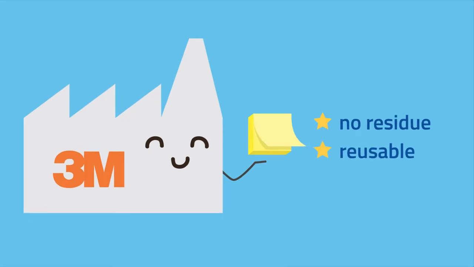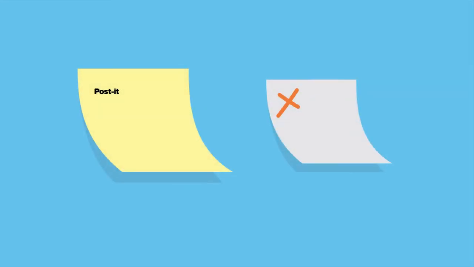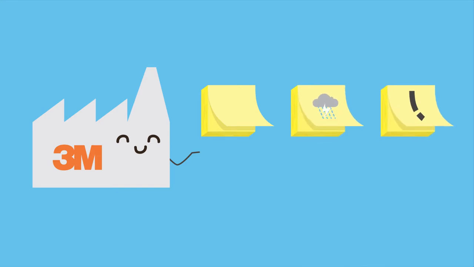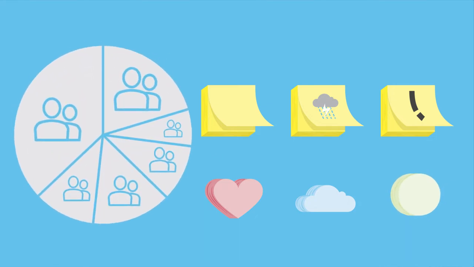This differentiates 3M from competitors who work with a different glue that makes Post-its fall off after a while or leaves residue. Additionally, 3M differentiated its product range in order to address different customer segments. For instance, they now provide Post-its for extreme weather conditions, super sticky Post-its, and tons of different sizes and shapes.